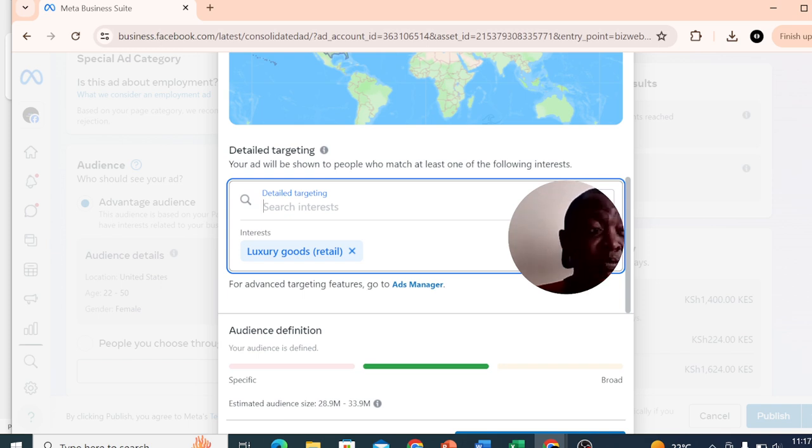People who have millions, they have millions in their bank accounts. They are just waiting for the right advert, and they will click on your link and they will be able to buy your product or service.